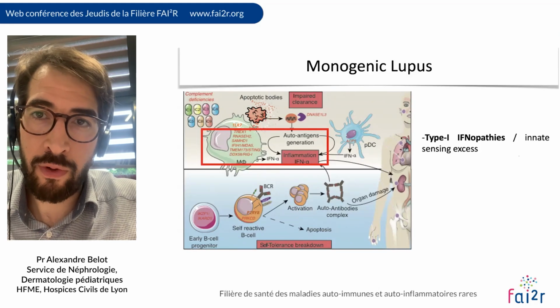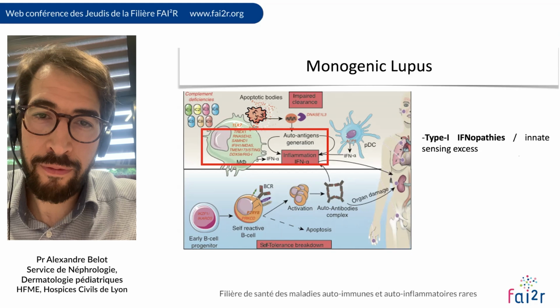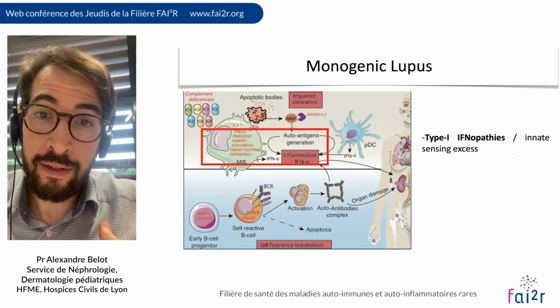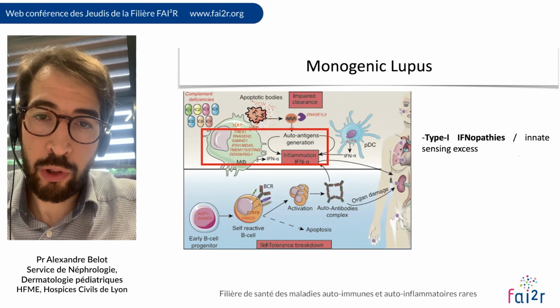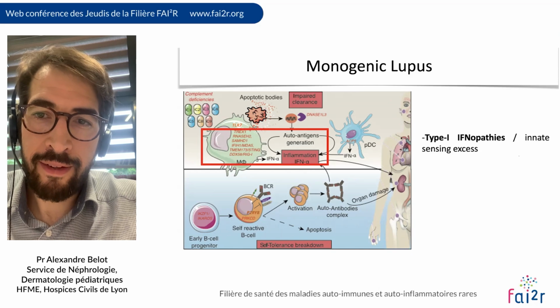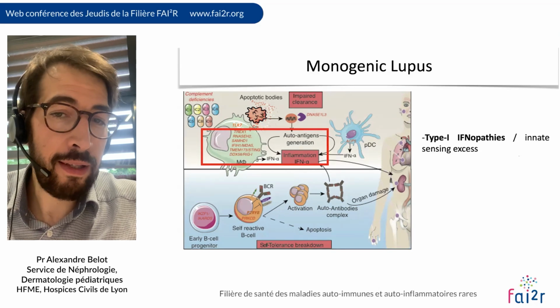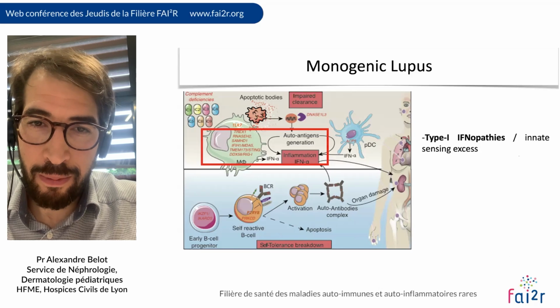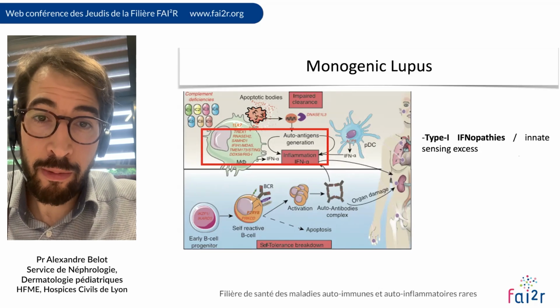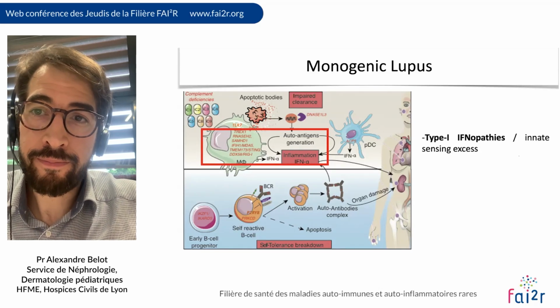Monogenic lupus can be driven by anomalies of apoptotic bodies and defects in the clearance of apoptotic bodies. This is another part. It could also be related to anomalies in T and B cells. This is also another part. But I'd like to point out today the anomalies in type 1 interferonopathies.